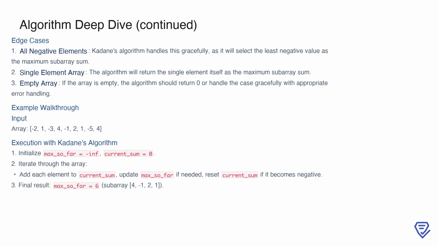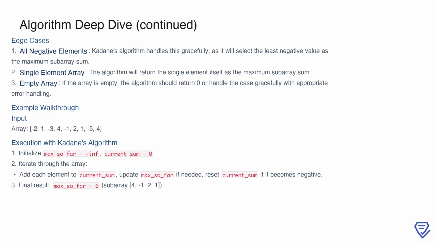To illustrate Kadane's algorithm in action, consider the array -2, 1, -3, 4, -1, 2, 1, -5, 4. Starting with max_so_far set to -infinity and current_sum to 0, we iterate through the array, updating the variables as we go. By the end, the maximum subarray sum, stored in max_so_far, is found to be 6, corresponding to the subarray 4, -1, 2, 1.